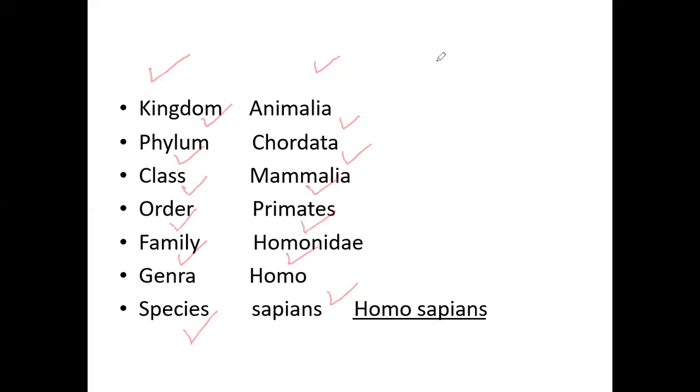It means that many species, when they combine together, make up one genus, and many genera make one family, and many families make one order, and many orders make one class, and many classes make one phylum, and many phyla make one kingdom, and kingdoms make a domain.